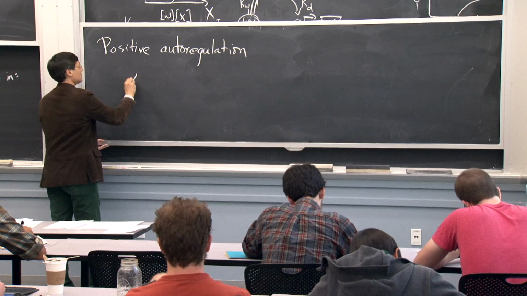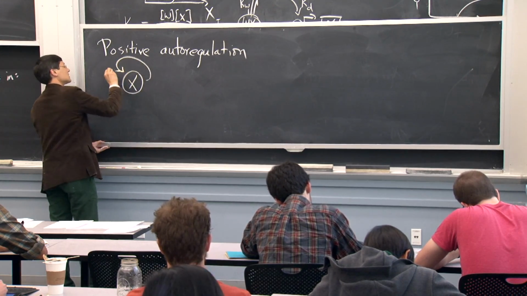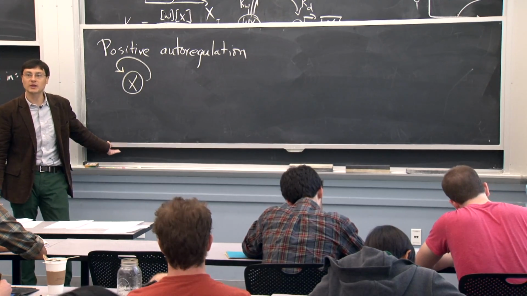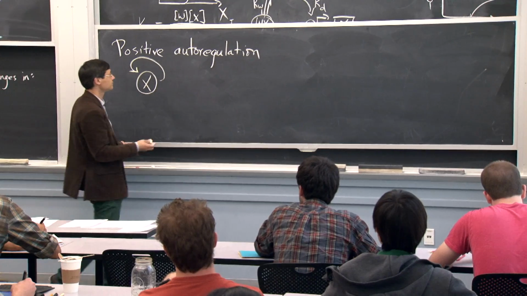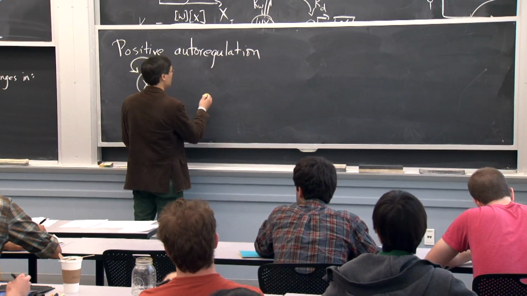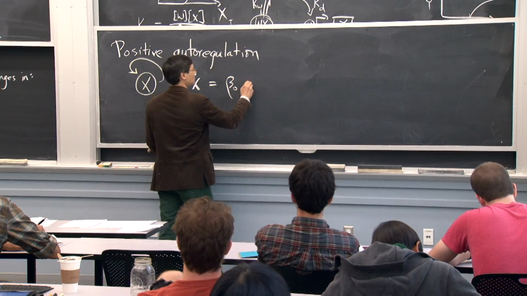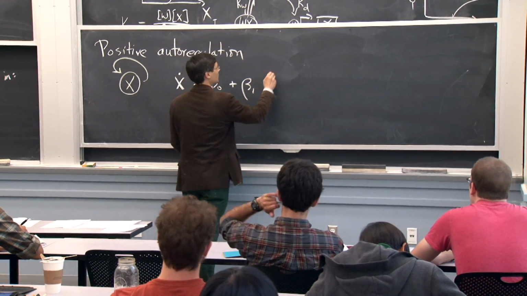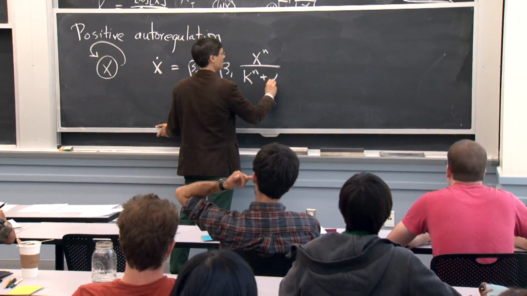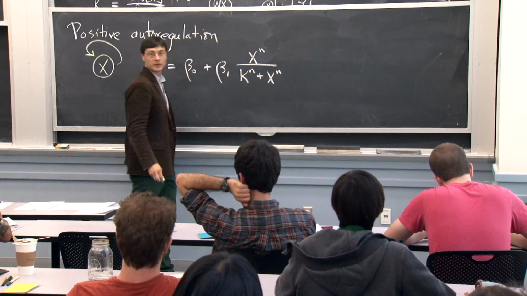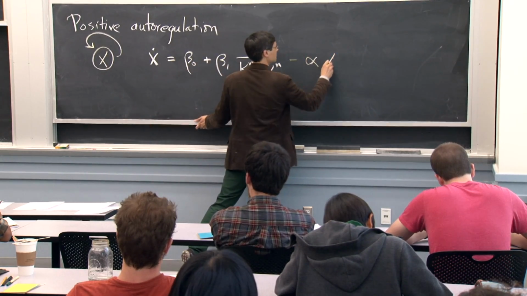So we have some x that is activating itself. And often we think about cases where it's activating its own expression in a cooperative fashion. In particular, we might assume that x dot is equal to, for example, some beta naught plus some beta 1 of some cooperative term, where n might be 2, 3, 4. And then again, minus alpha x.